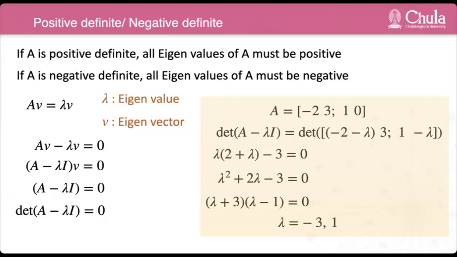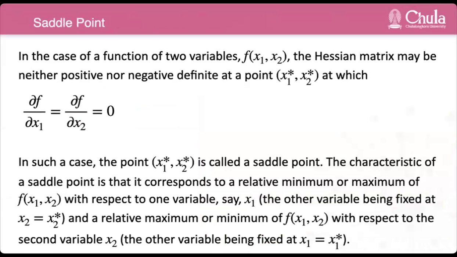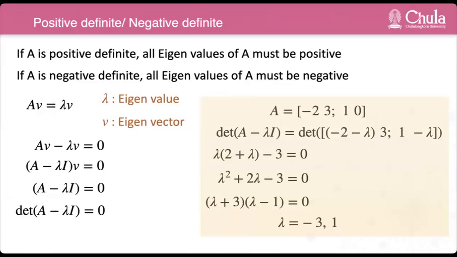Okay, so in this example, when A is minus 2, 3, 1, 0, you see that A is not definite, right? It's not positive definite. It's not negative definite, right? It's undefined. Okay. So what about this case? When the Hessian matrix, back to the Hessian matrix, is not positive definite or negative definite, but the Jacobian is 0, what happened to that point?